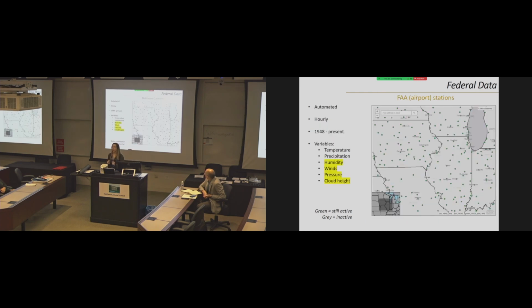So there's also, from the federal government, the FAA, Federal Aviation Administration, runs a set of weather stations that collect what we call hourly data. All right, so the last one was daily data. Once per day, you get a measurement. That's an average over that day, or an extreme over that day. Now we have hourly weather measurements.